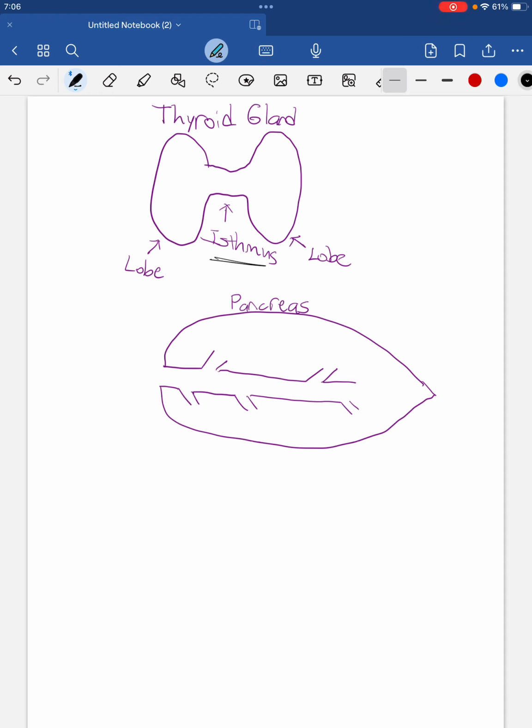Behind the thyroid gland, we have these 4 glands known as the parathyroid glands. Parathyroid glands. So let's start with the thyroid gland. The thyroid gland secretes thyroid hormone, so T3 and T4, like we talked about in the PowerPoint lecture.